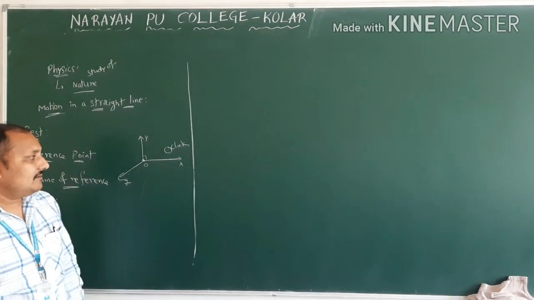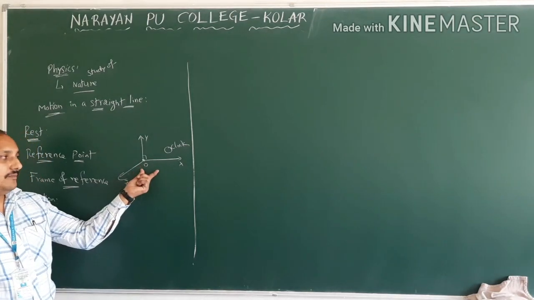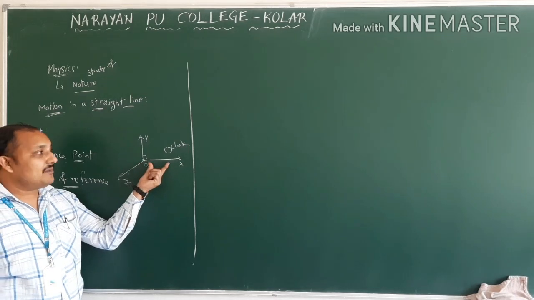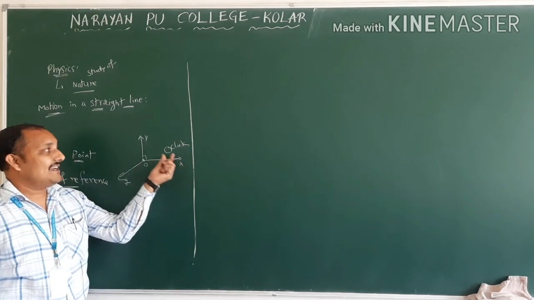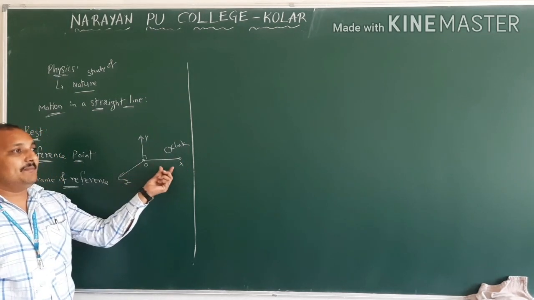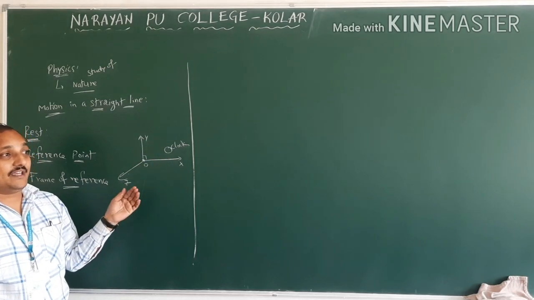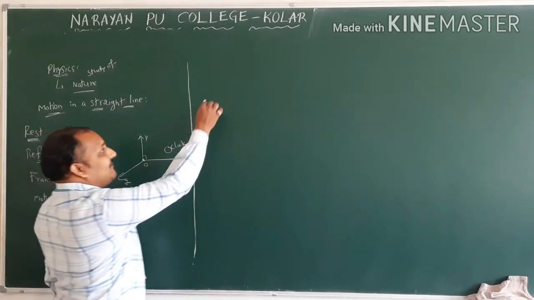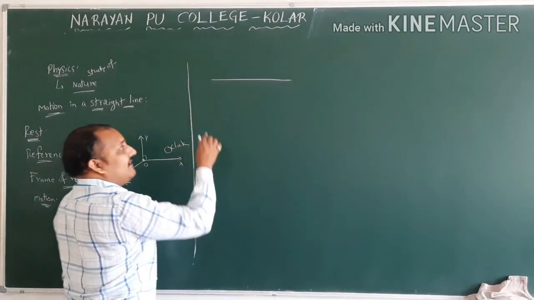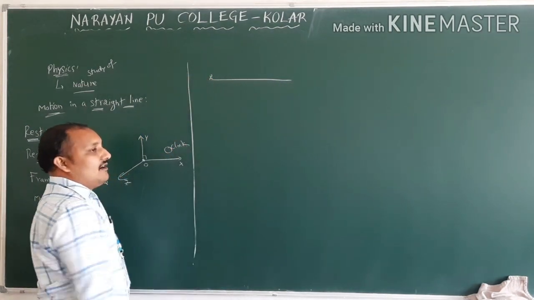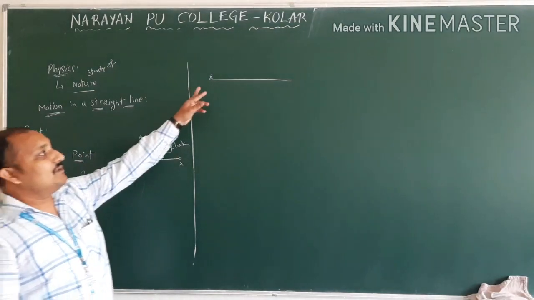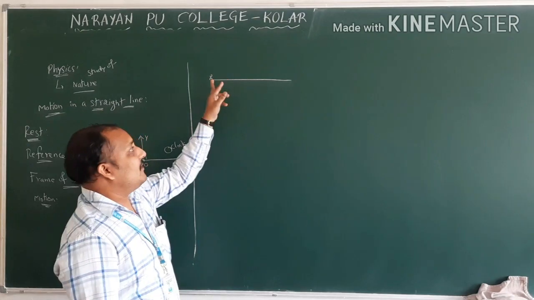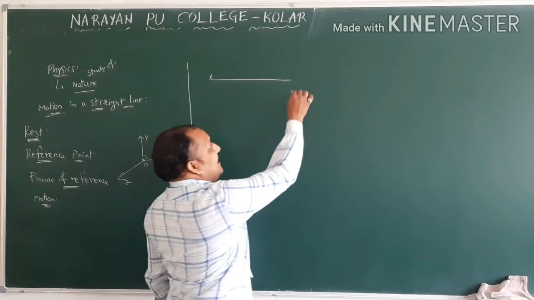Now we will see the reference point and frame of reference we mentioned. This frame of reference will not always be x-axis, y-axis, z-axis. It depends on how the object is moving. If the object is moving on a straight line, like a single wire, and a small ant is moving on this wire, it has only one direction. Therefore, this is nothing but 1D.